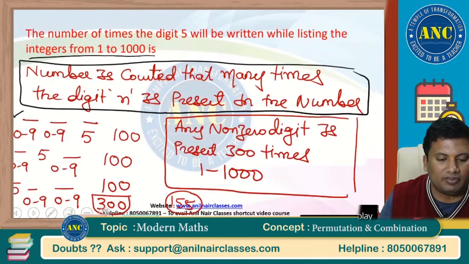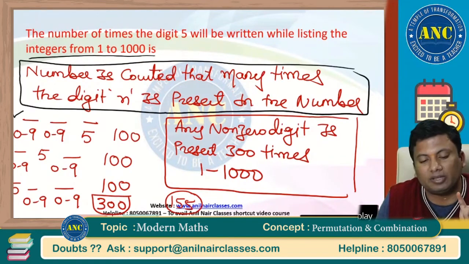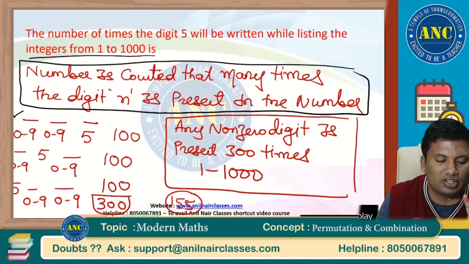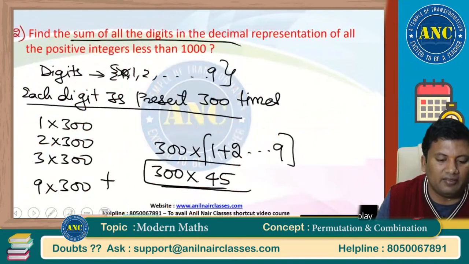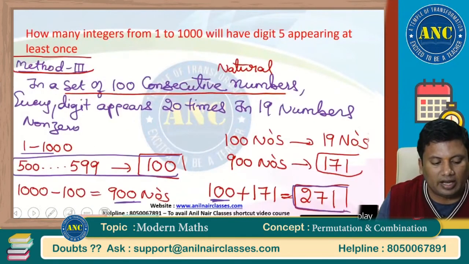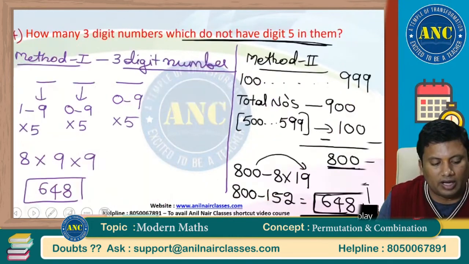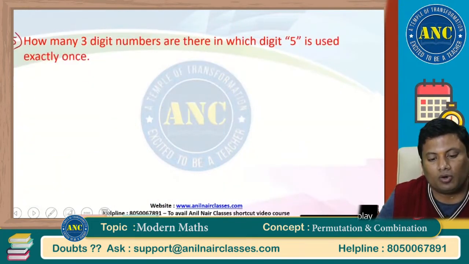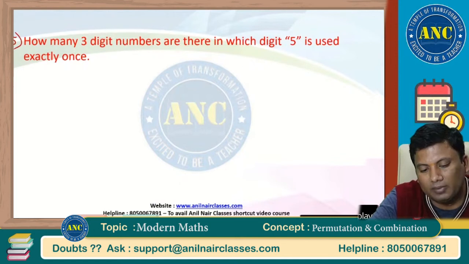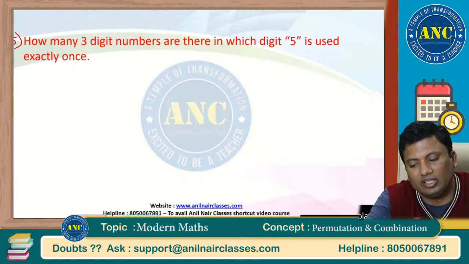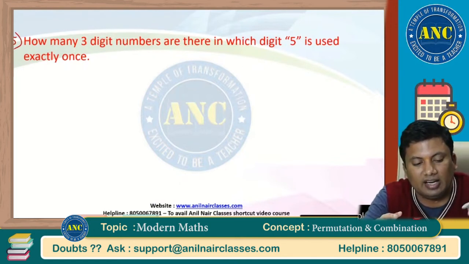Next, sum of the digits, right? This is a very, very important concept, especially from an examination perspective. Extremely important concept. I hope the idea is clear. One more question. How many 3-digit numbers are there in which digit 5 is used exactly once?